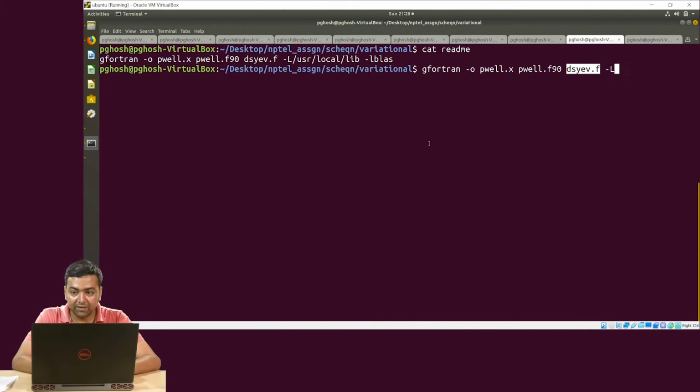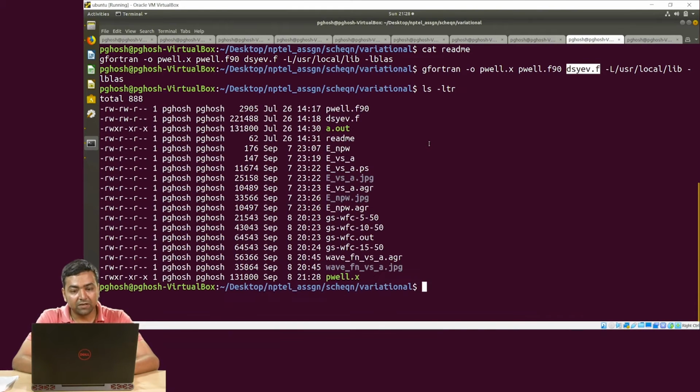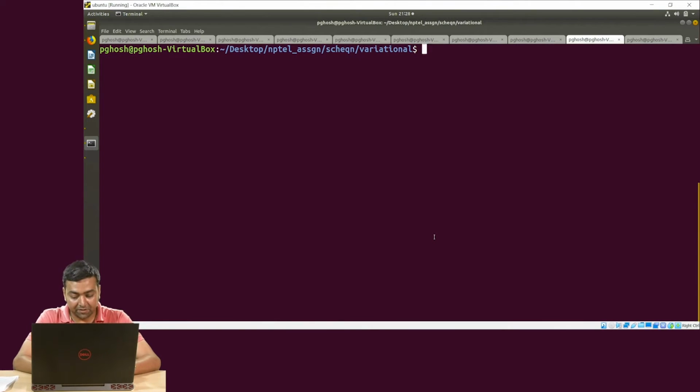So, -L is the command, and then -l, and then you have to tell the compiler where this BLAS library is. In my machine it is stored in /usr/local/lib, and then you link that particular library. So, you go to that particular directory and then link the BLAS, and then you compile it. So, my compilation is done, and this is the output file it has produced, where the executable is. Now, let us run this and see what we get.